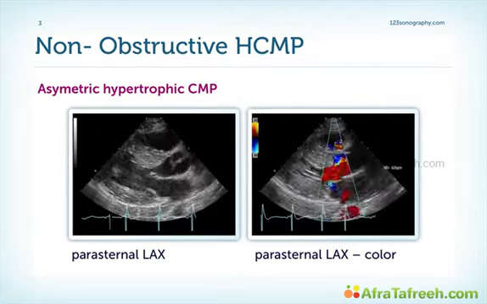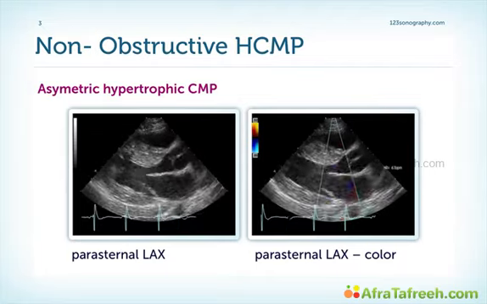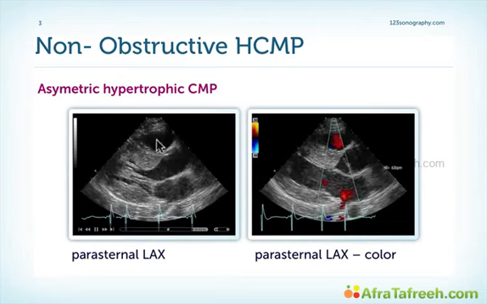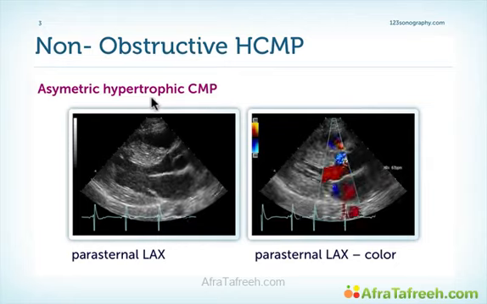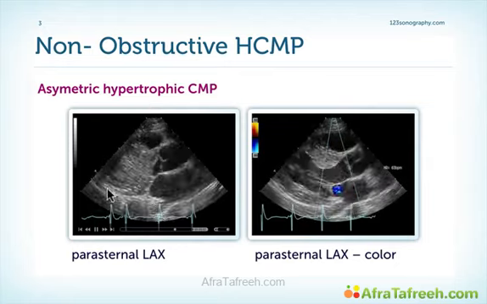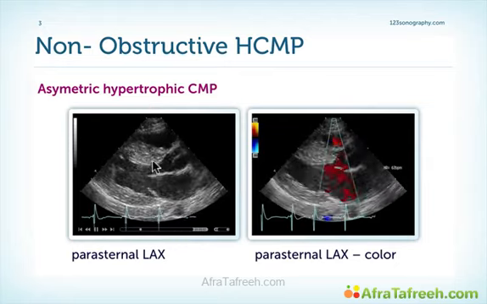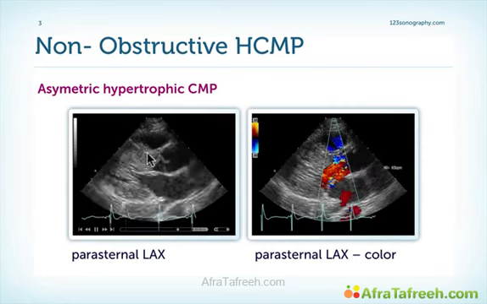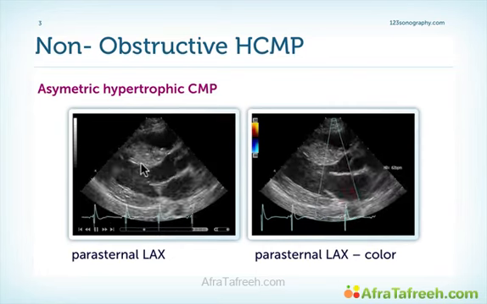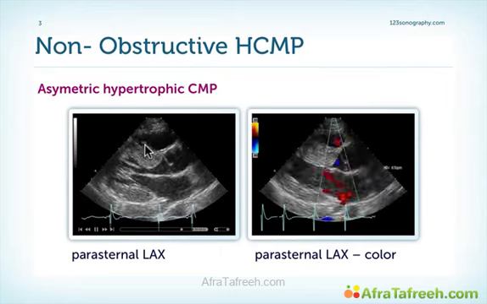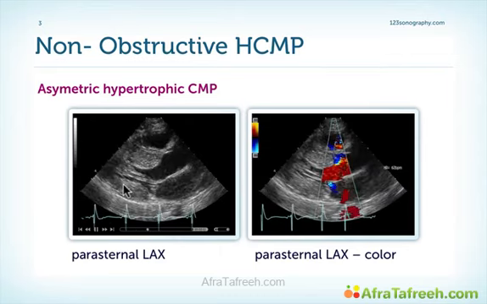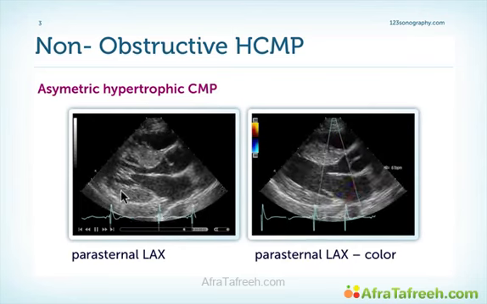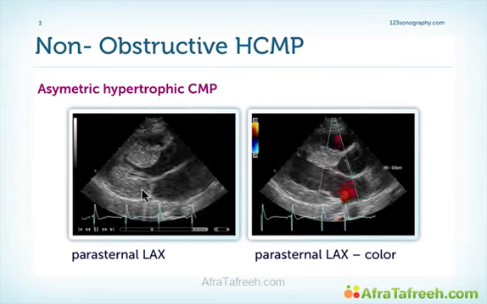First, I would like to discuss the non-obstructive types of hypertrophic cardiomyopathy, in specific, the asymmetric hypertrophic cardiomyopathy. This is such an example. You can immediately see that the patient has significant hypertrophy, but that this hypertrophy is related mostly to the septum and not as much to the posterolateral wall, so it's asymmetric.